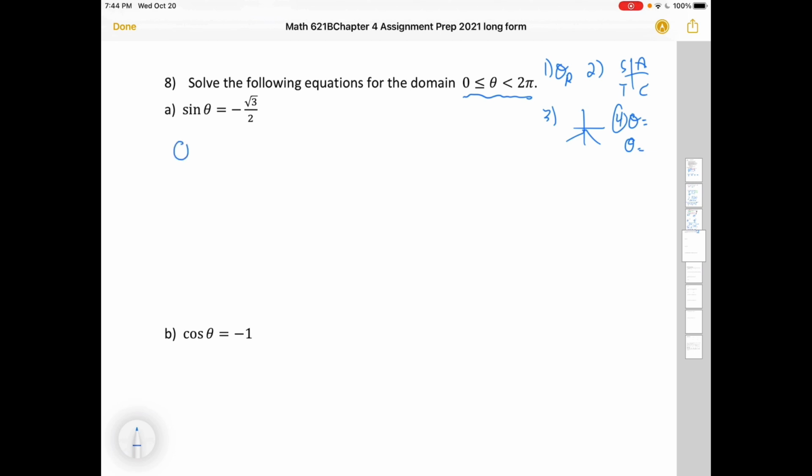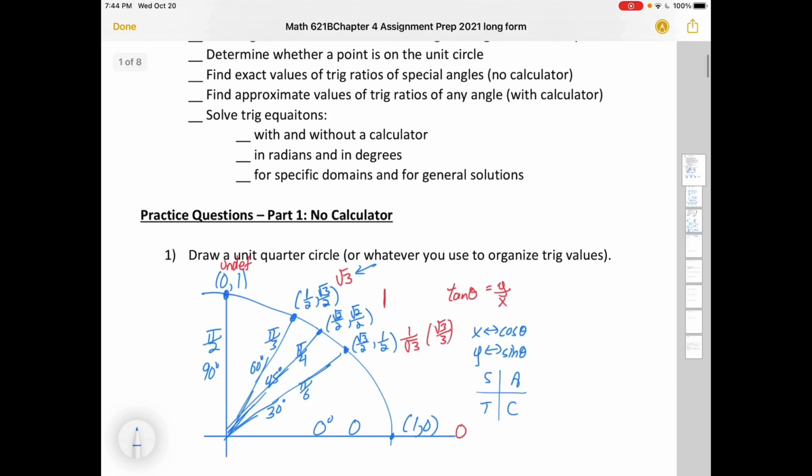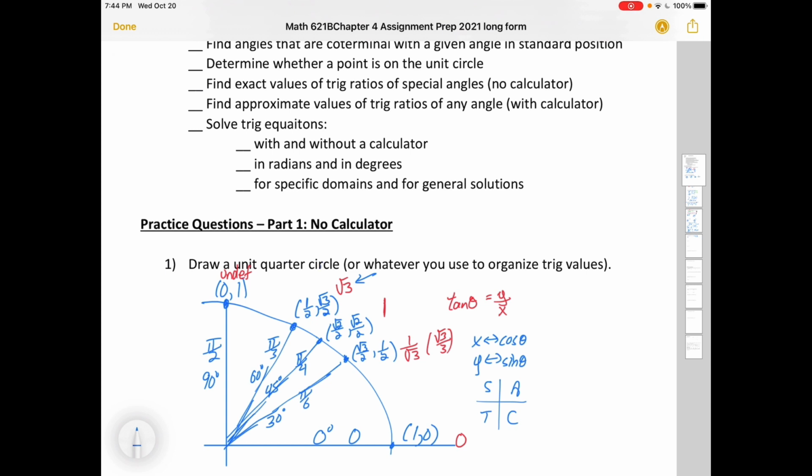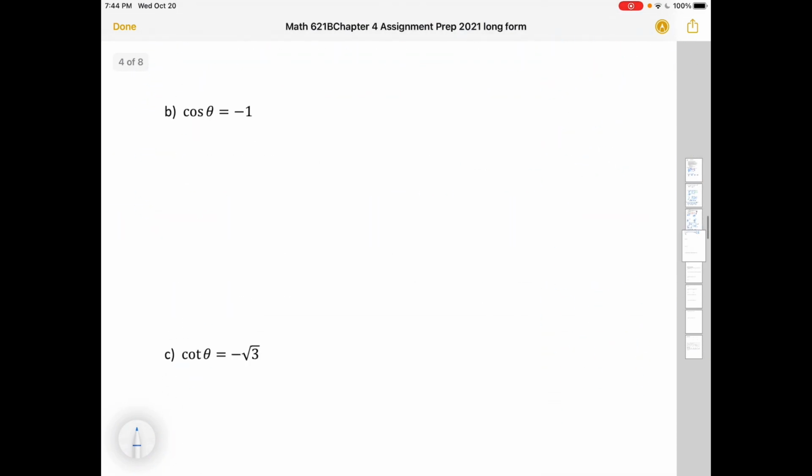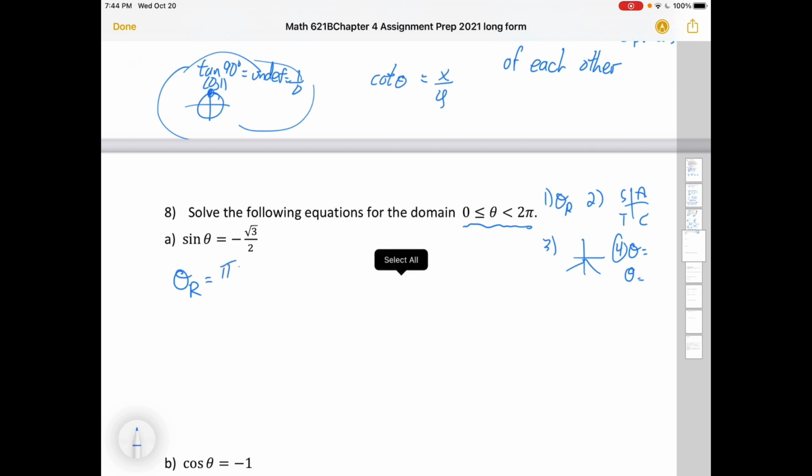So the very first one: sine theta is negative root 3 over 2. Sine is y on the unit circle. Let's figure out where we have a y value of root 3 over 2. There it is again. So we're still talking about 60 degrees here, but let's write it as pi over 3. Next thing we're going to do is choose quadrants. This is where the negative comes into play. To find the reference angle, we just cared about this much. Now to find the quadrants, we care about the fact that it's negative.